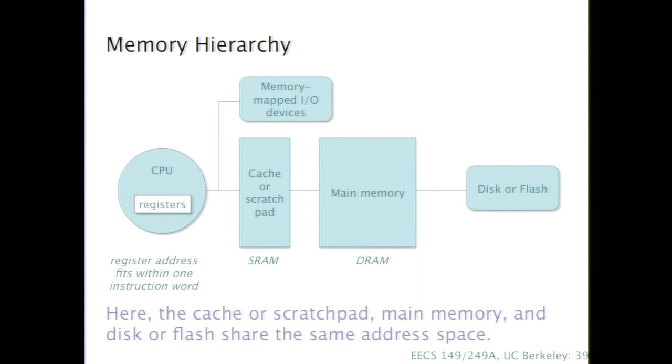If the cache or the scratch pad responds, then it'll respond quickly. But if it doesn't respond in this architecture, it'll pass the request on to the next piece of hardware, which will then respond more slowly. If this one doesn't have the requested address, then the virtual memory system might take over and pass it to another piece of hardware, which will respond even more slowly. So that's this organization.